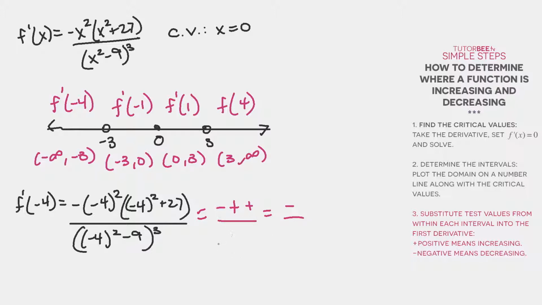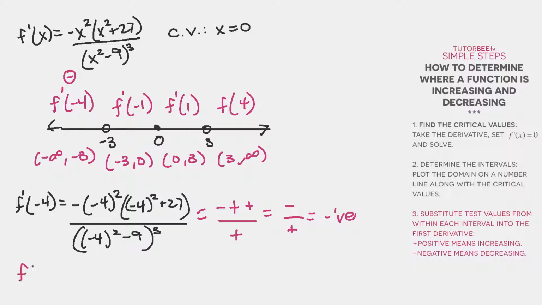On the bottom, though, it varies. So for now, when we plug in, negative 4 squared is 16. 16 minus 9 is 7. And then 7 cubed is going to be a positive number. So then we have a negative divided by a positive. So we get a negative for f prime at negative 4. That means that it's going to be decreasing over the interval negative infinity to negative 3. But let's continue and sub in the rest of the test values.